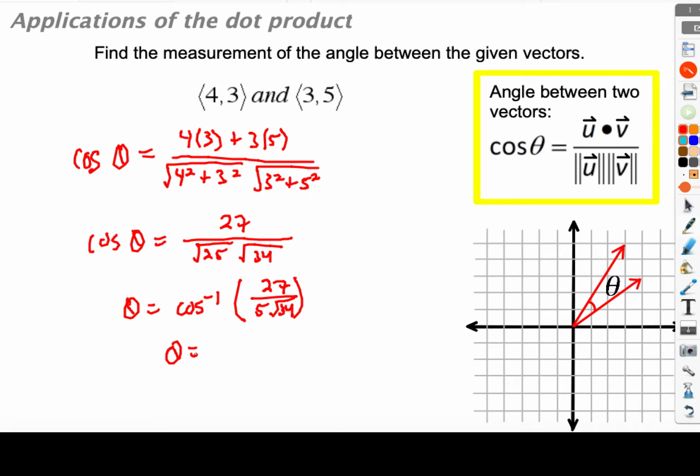And we should end up with about a 22.166 degree angle, which makes sense. Taking a look at our picture, that doesn't look like the greatest of angles, so a 22 degree angle seems pretty reasonable. Let's do that just a couple more times.